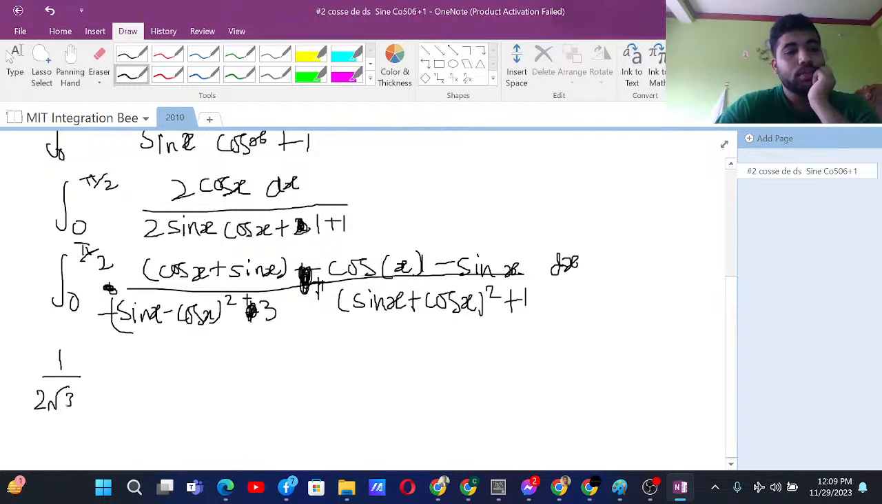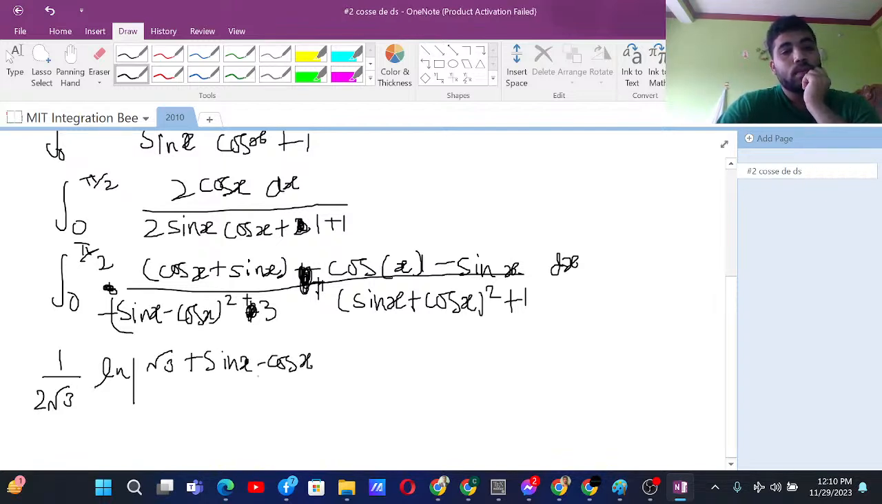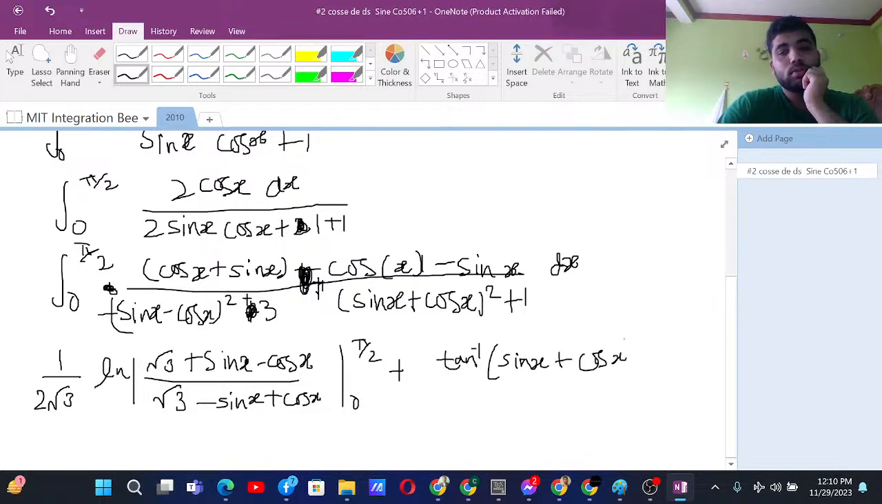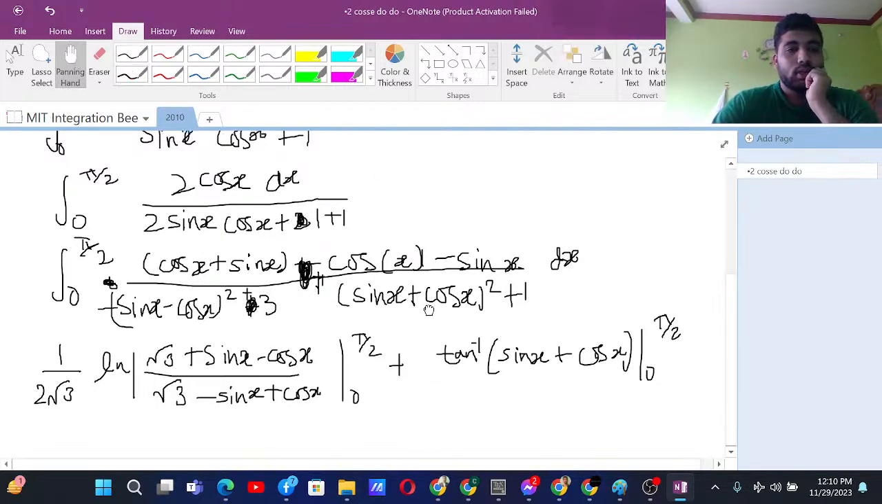1 by 2a ln of (a plus x) by (a minus x), minus sin x plus cos x. This goes from 0 to pi by 2, plus this will be tan inverse of sin x plus cos x. That also goes from 0 to pi by 2. I think now we'll get the correct answer.